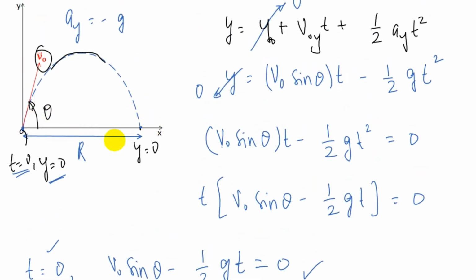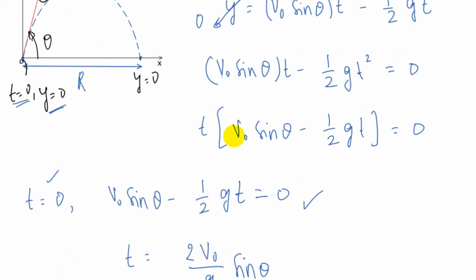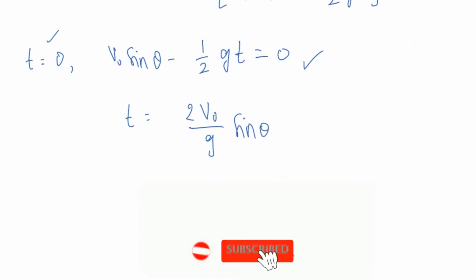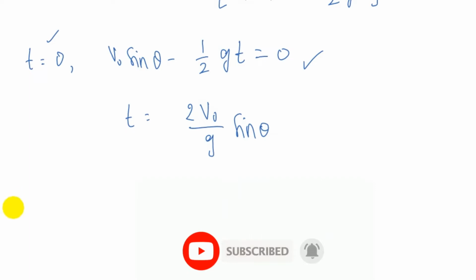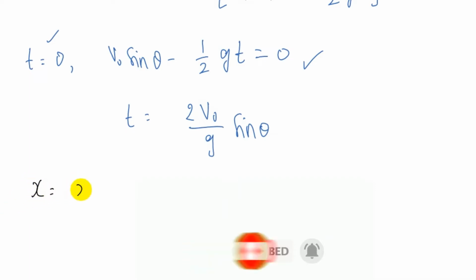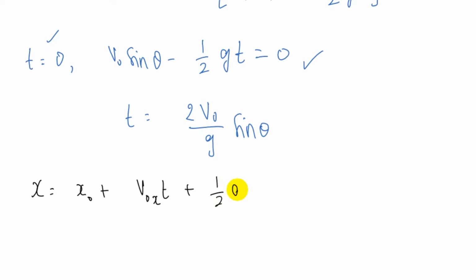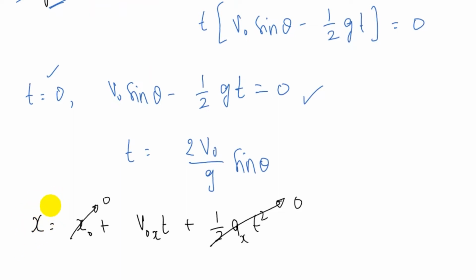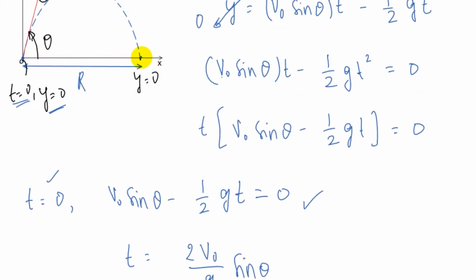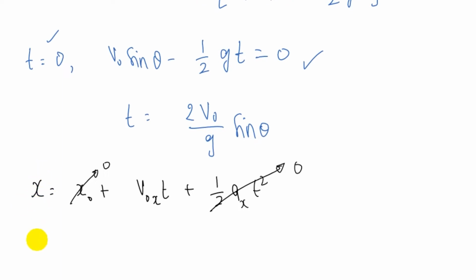Okay, but our aim was to calculate the range. So for that we're going to use the fundamental equations of motion in the horizontal direction, which is x equals x0 plus v0x times t plus 1/2 ax t squared. Initially the projectile is at the origin, so x0 is 0. In the x direction there is no acceleration, so this whole term is 0. Now what does x represent here? The range. This is the x, that is the range. So we can replace this x with R.